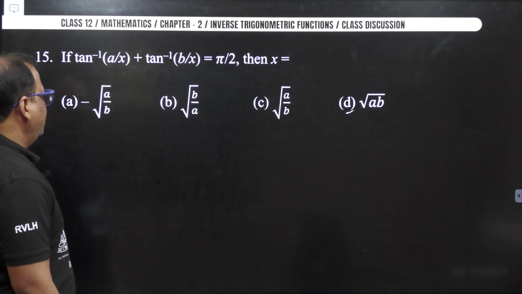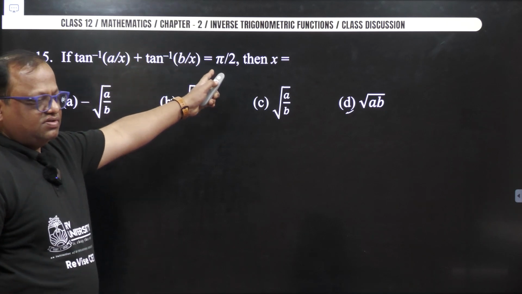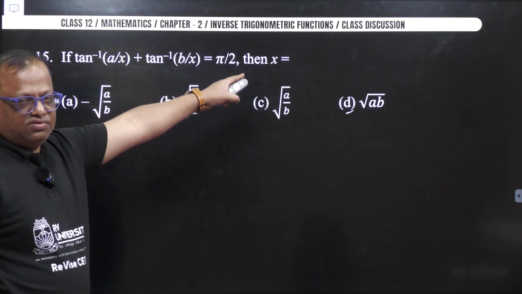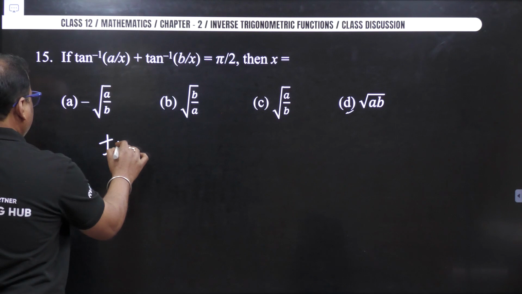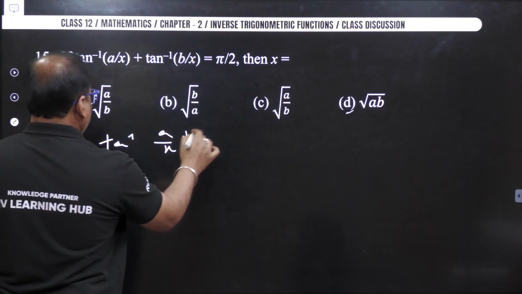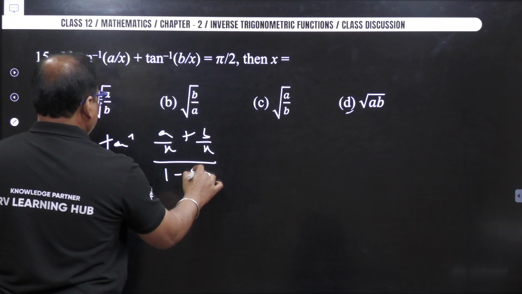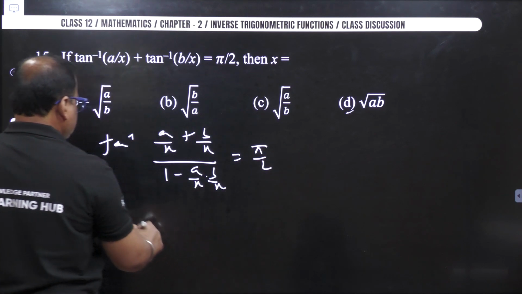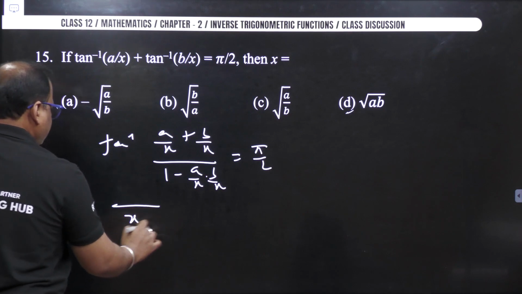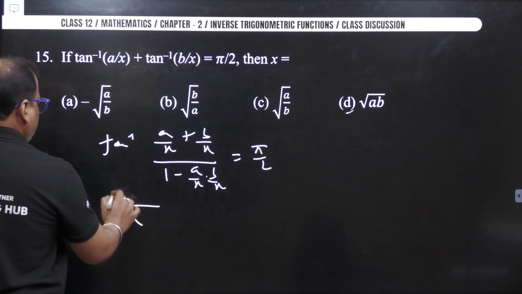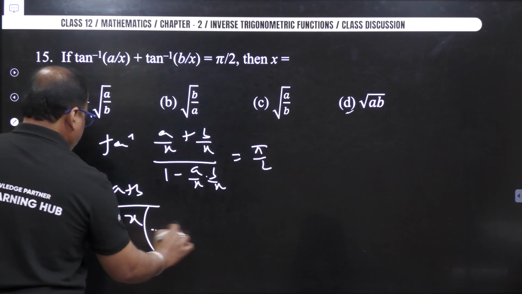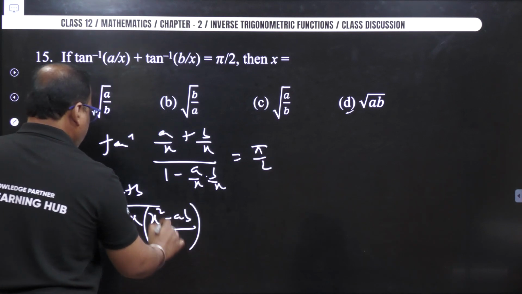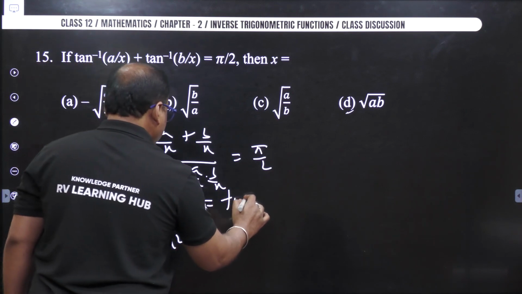This is a simple question. What you have to do is, tan inverse of x plus tan inverse of y is equal to 90 degree. So tan inverse of x plus y divided by 1 minus xy is equal to 90. Right? So tan inverse of x plus y divided by 1 minus xy is equal to 90. So tan 90 will go that side. So x will be the LCM here. So a plus b into x square will be the LCM here. So x square minus ab is equal to tan 90.